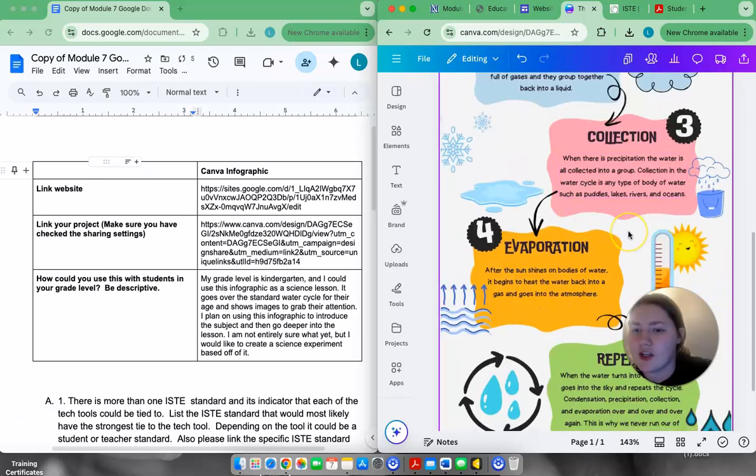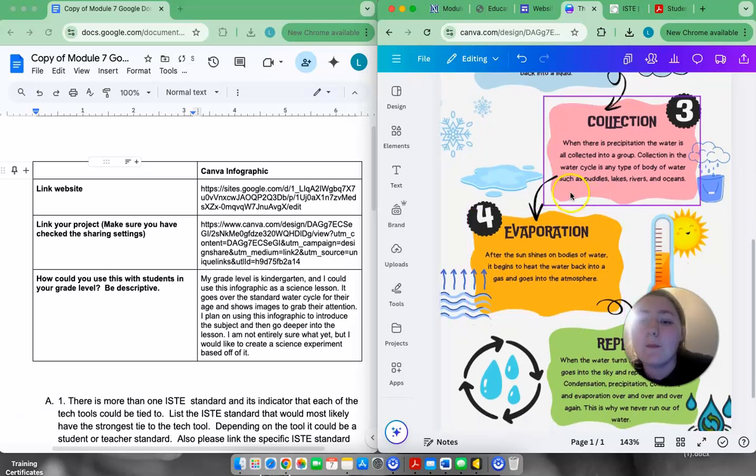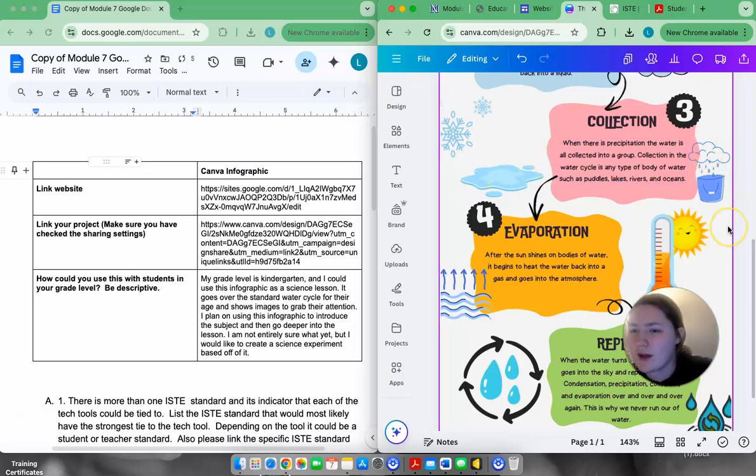Next, we have collection. When there's precipitation, the water is all collected into a group. Collection in the water cycle is any type of body of water, such as puddles, lakes, rivers, and oceans. And I have a puddle there because clearly it says puddles. And then I have a cloud raining into a bucket because I thought this would be a good way to show that they're gathering into one spot.